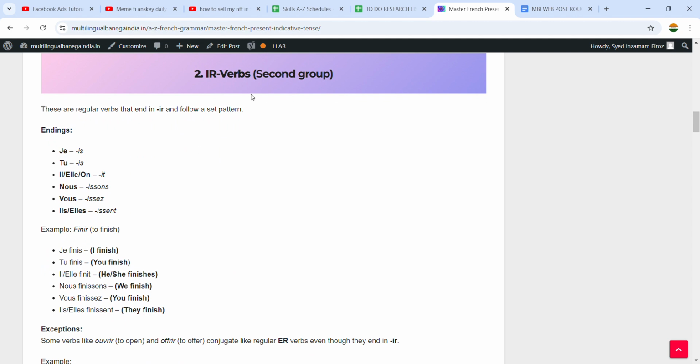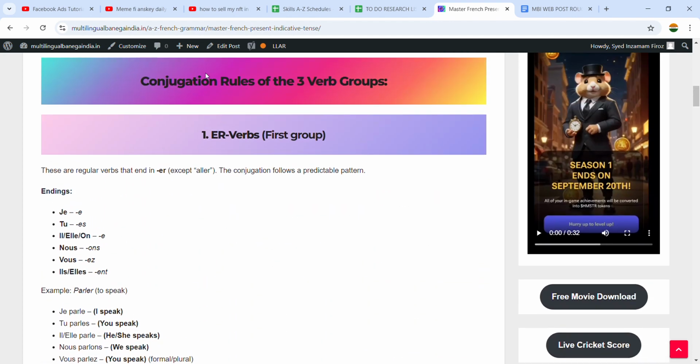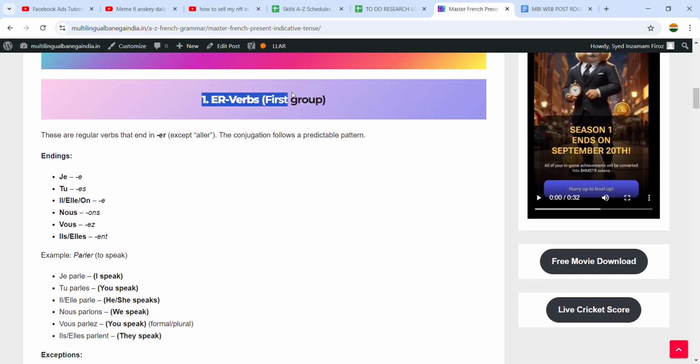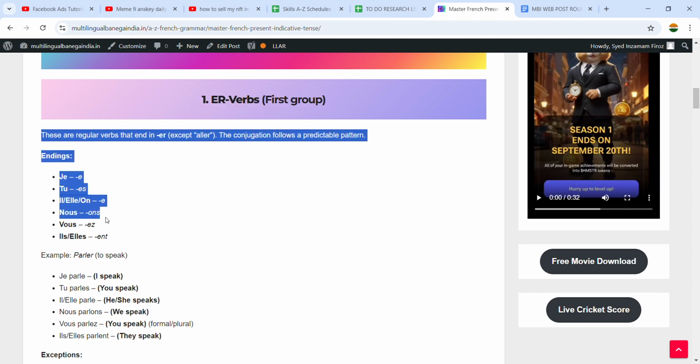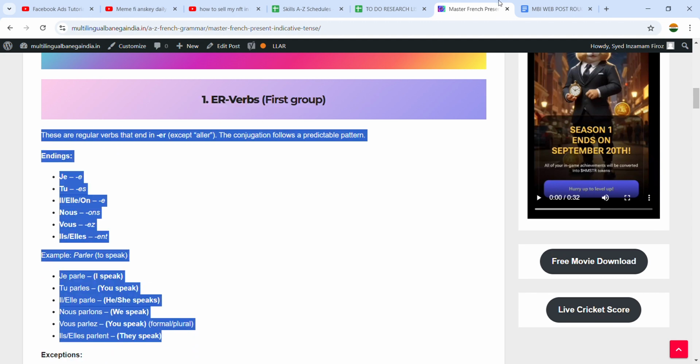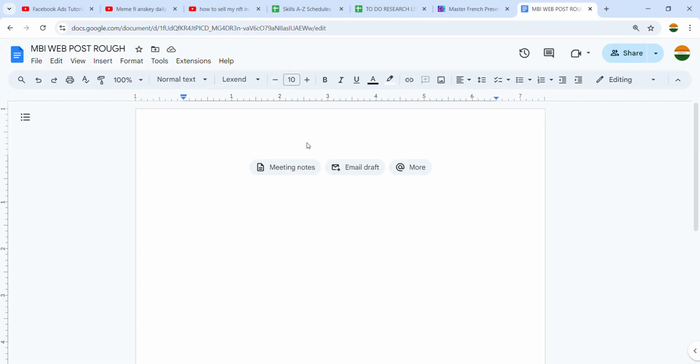First of all, when we do a conjugation, we are trying to agree the ending of the verb with the person, like je, tu, unlike in English, right? So at that time we have several rules, several endings. The first group of verbs ends with er, right? Let me take you through some rough work, and it will become very easy for you.